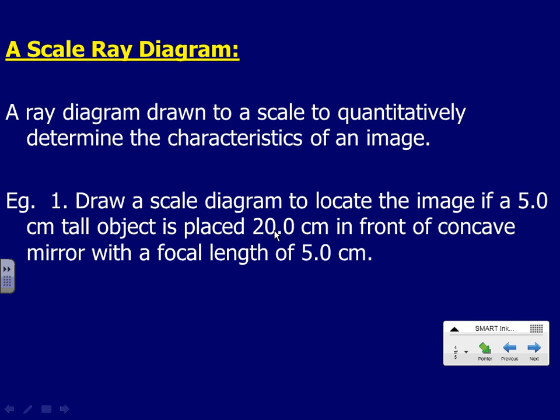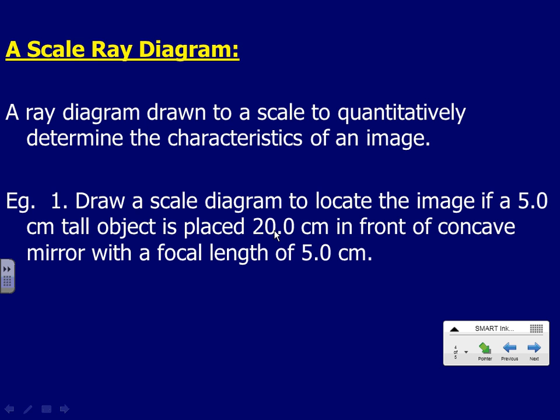We're going to put our object 20 centimeters in front. So because our scale is 2 to 1, how far away is my object going to go? 10 centimeters. And I want a 5 centimeter tall object. So how tall will the object be, Shane? 2.5. I think we're getting the idea. That's pretty big compared to what we're used to drawing here. And there is our object.